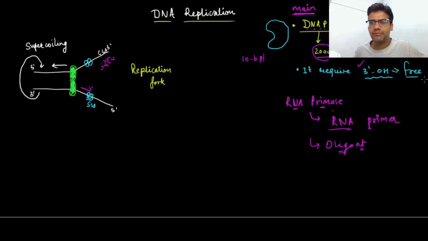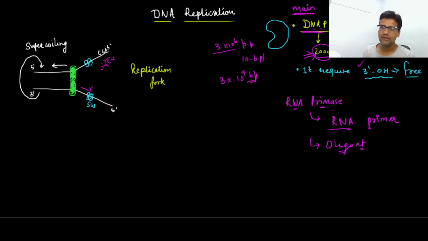But we need a high efficiency, because to complete the DNA replication we have limited time, and we are going to replicate 3 into 10 to the power 6 base pairs in case of prokaryotes and 3.3 into 10 to the power 9 base pairs in case of eukaryotes. We don't have much time. Because of the limited time we need a high efficiency enzyme, and this efficiency is present with DNA polymerase 3. So DNA polymerase 3 is the enzyme which can proceed the DNA replication, that means it can polymerize the DNA.